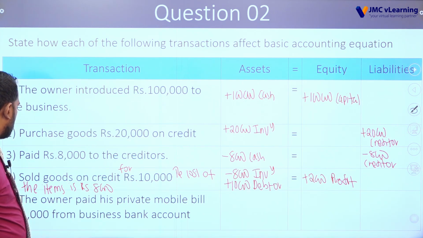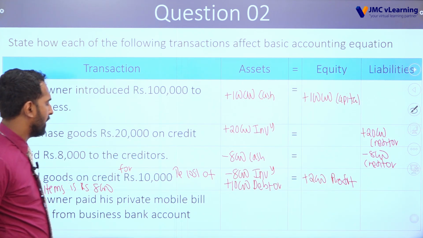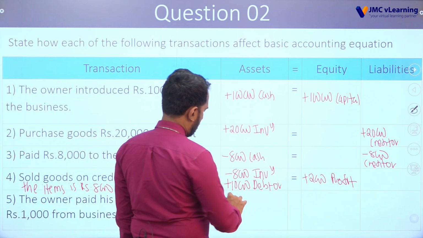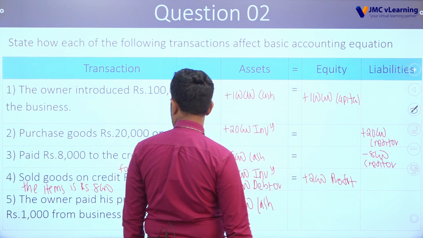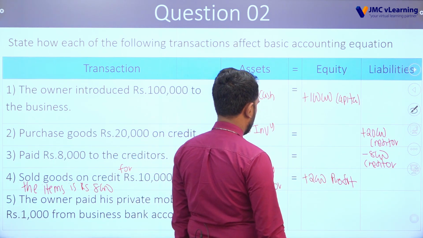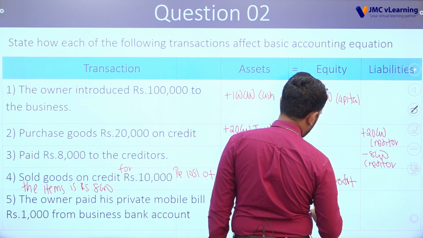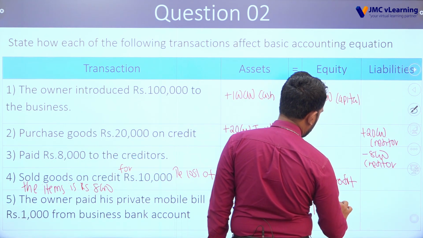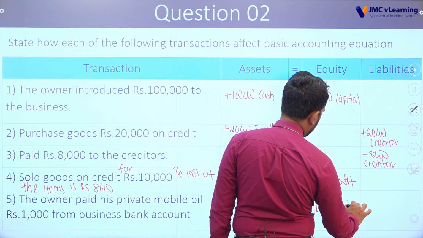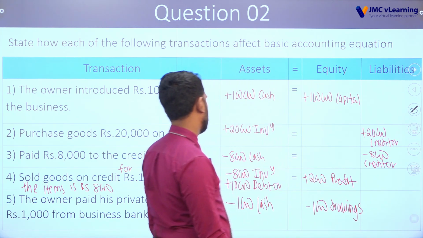The owner paid his personal mobile bill for rupees 1000 from business bank account. When the business money is used, the cash balance will come down, right? And this is basically a drawing because owner is using business money to settle his personal expense, no? So it's a drawing. Equity will come down by 1000.